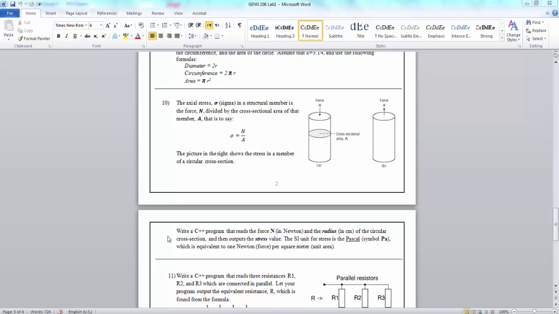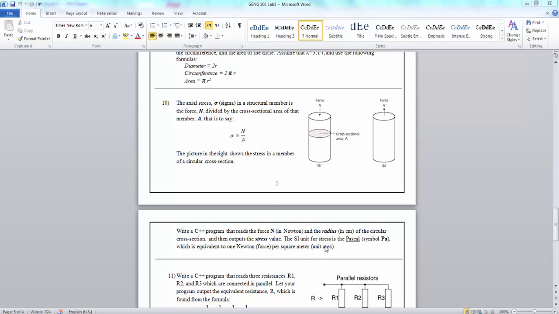So now let's read the question here. Write a C++ program that reads the force N in Newton and the radius in centimeter of the circular cross-section, and then outputs the stress value. Remember, there is an important thing written for you. The SI unit for the stress is the Pascal, which is equivalent to 1 Newton force per square meter unit area.